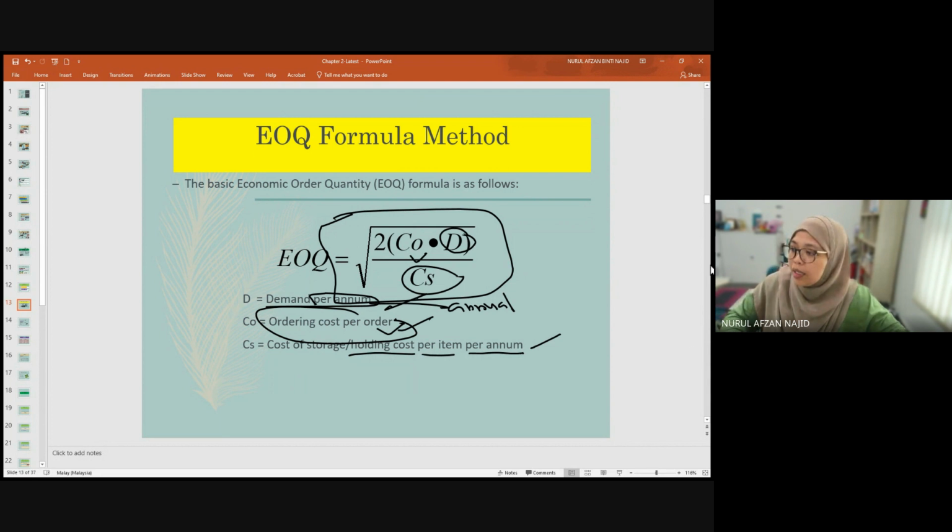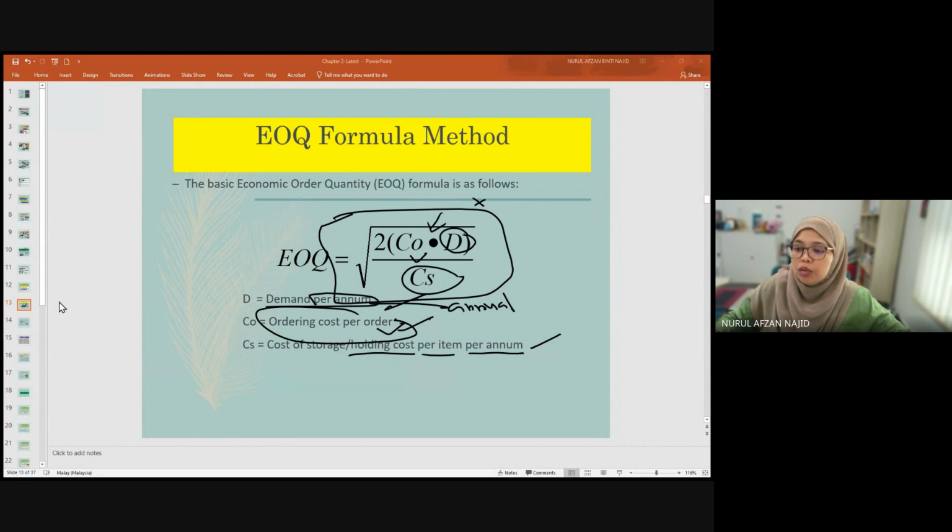Titik di antara, yang ni adalah darab, multiply. Darab. Okay, thank you for the question. Good. Boleh gunakan chat box. Madam tengok chat box ni untuk you tanya. Darab ya Afrika. Itu adalah darab. Maksudnya 2 in bracket CO darab D bahagikan dengan CS. Punca kuasa 2 kan dia.